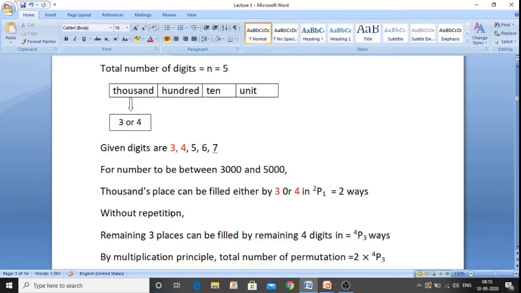Now since it is without repetition, these remaining 3 places can be filled by the remaining 4 digits. Totally we have 5 digits. One digit will be filled in the thousand place. So the remaining are 4 digits. So the remaining 3 places can be filled by the remaining 4 digits in 4P3 ways.